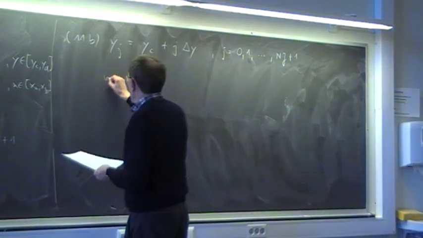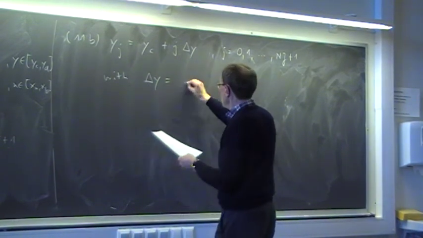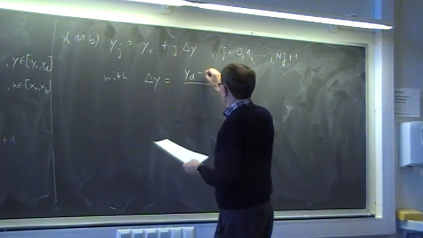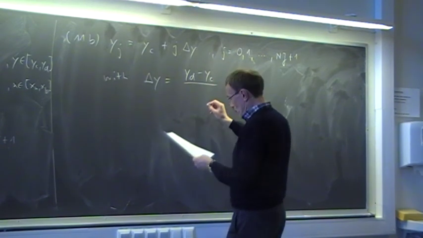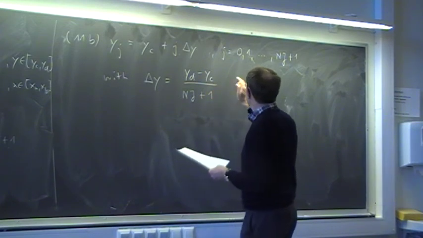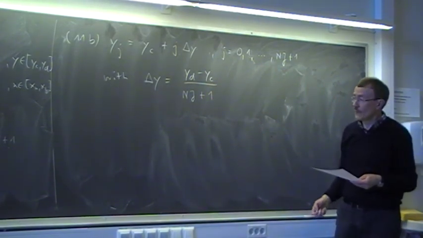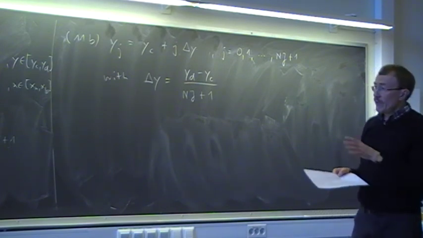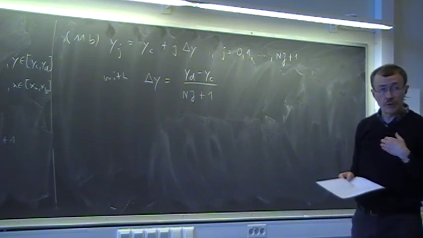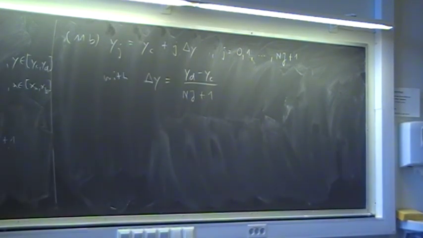And we have that then with the grid spacing. Delta y is then equal to the interval in y, which is yD minus yC. And we have nj plus 2 grid points, so we divide by nj plus 1. So then we have defined our grid points. Okay, discretization we then discuss after the break.